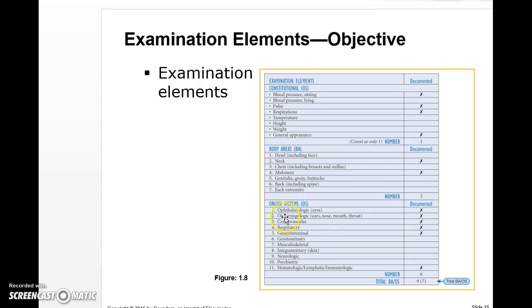Now, we're going to look at organ systems. So body area and organ systems are different. The doctor may document something about the neck. That would be a body area. Or he may talk about an extremity. That would be, again, a body area. It's not an organ system. Below are the organ systems listed for you, and you'll find them in your Next Step book as well.